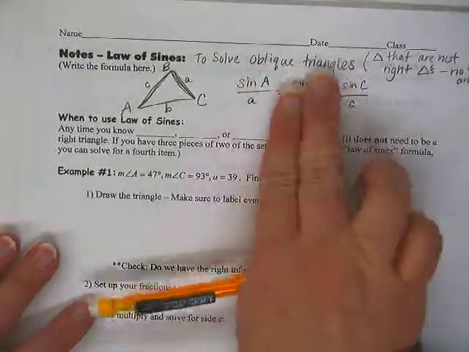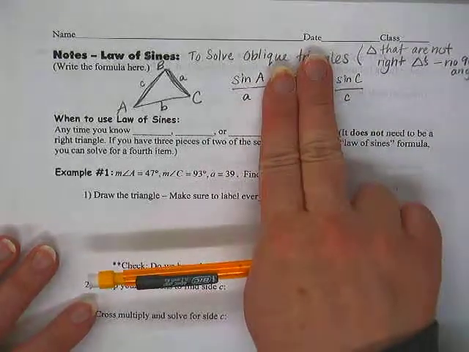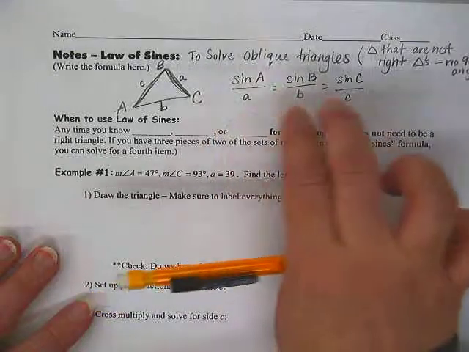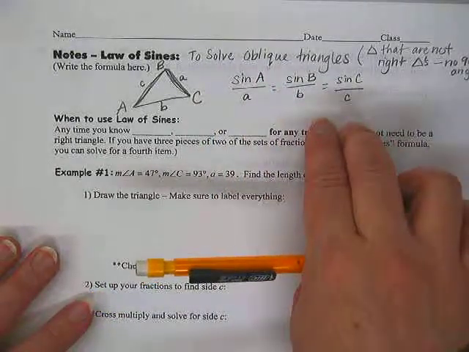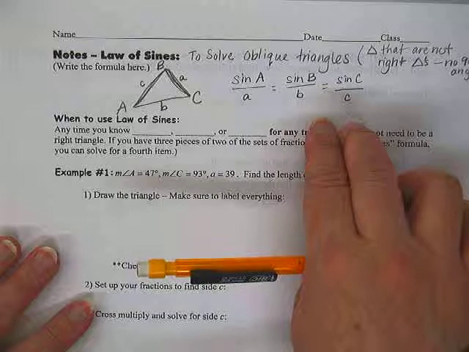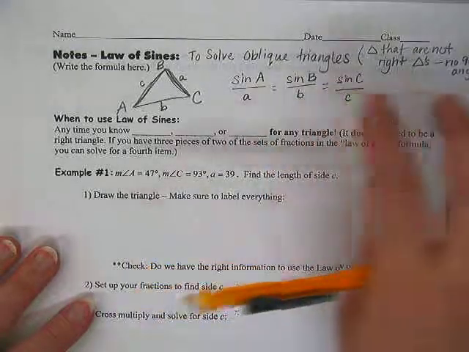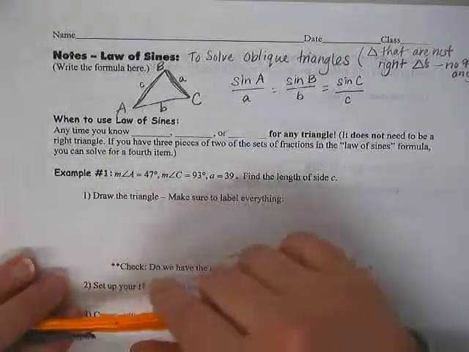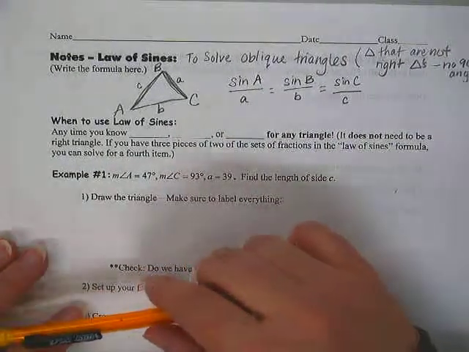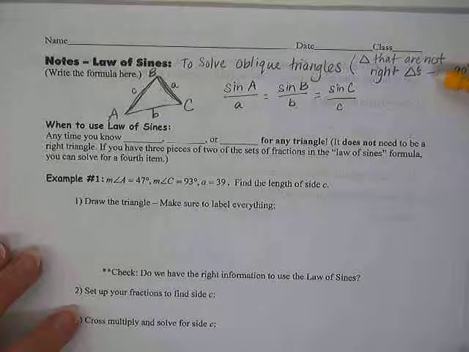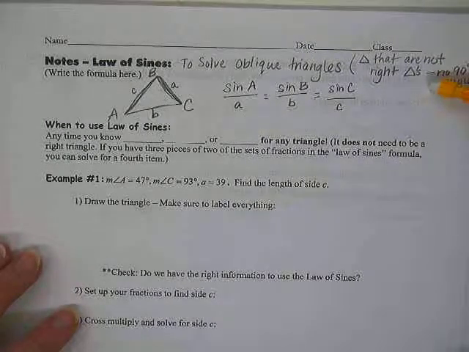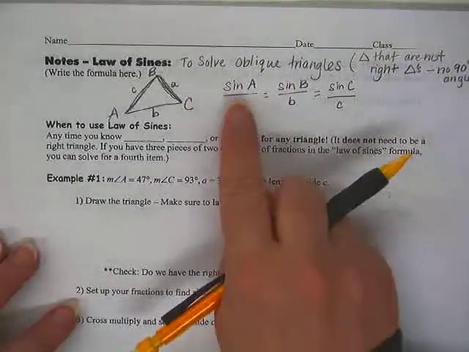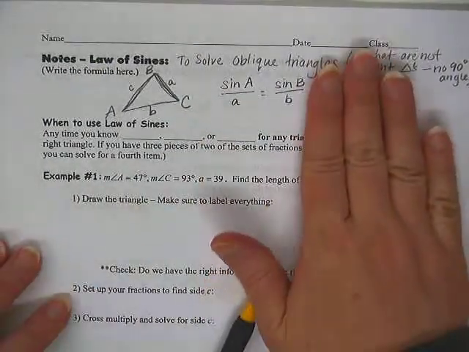Does that mean that the sine of angle A over side A is also just equal to the sine of C over side C? Is there any way to solve a problem using all three parts of this formula at the same time? No, you're only able to use two parts of it at a time. Okay? So, and we're not going to be able to use Pythagorean theorem with these triangles at all because none of them are right triangles. They are all oblique triangles, and Pythagorean theorem only works with right triangles.